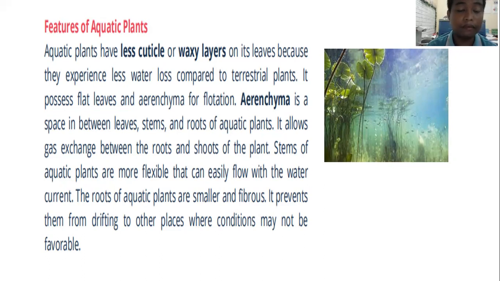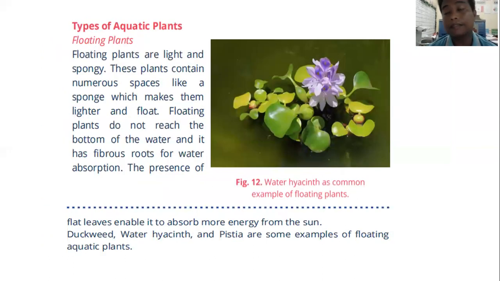So that is the purpose why their roots are smaller and fibrous, because it will help them so that they will not drift to another place where the condition is not favorable to them. Okay, so types of aquatic plants. So let's study what are the types of aquatic plants.